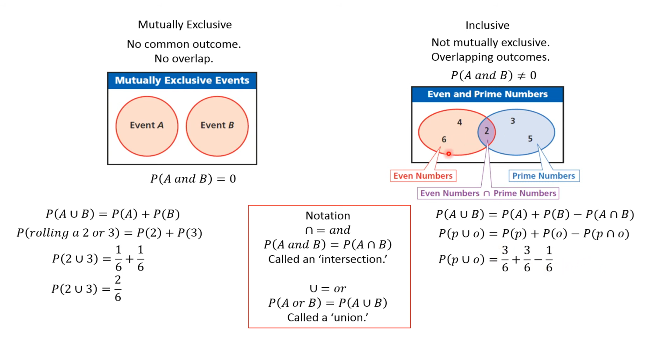But 3 over 6 for even, 3 over 6 for prime, then minus the 1 over 6 for the overlap where it's both even and prime, because we just counted the 2 twice. I can clarify that if needed with an accurate example there. It's horrible. Absolutely horrible. But anyway, add one plus add the other and then subtract off the overlap.